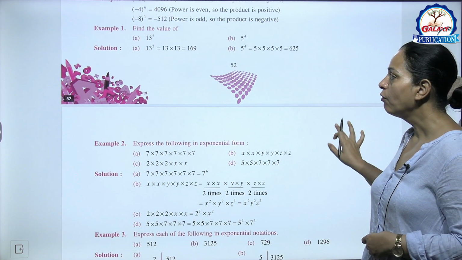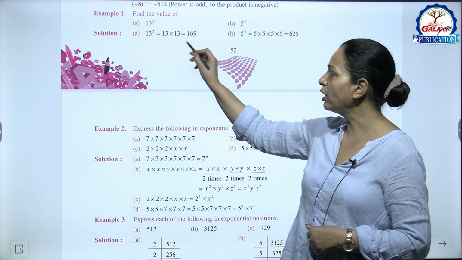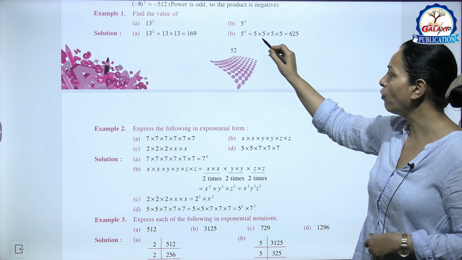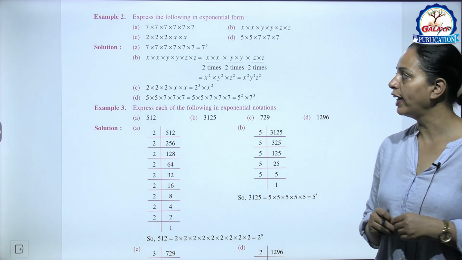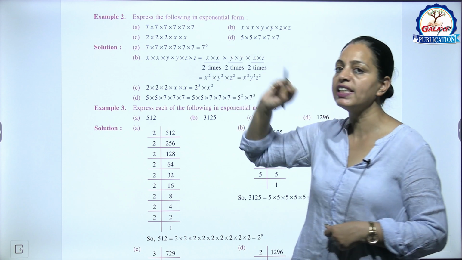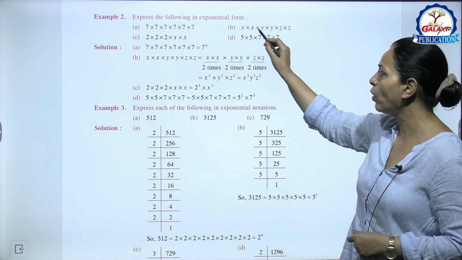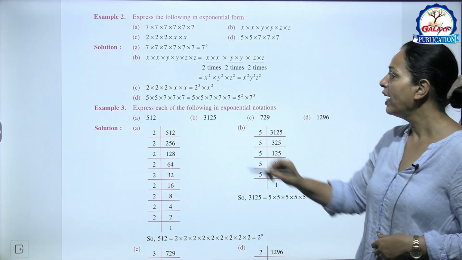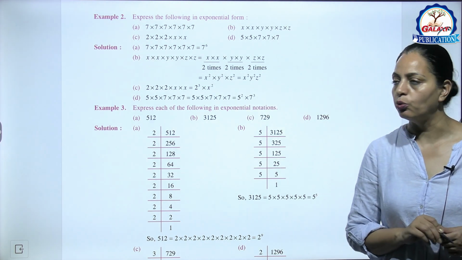Now example 1, find the value of a part, 13 raised to the power 2. So 13 into 13, 169. B part, 5 raised to the power 4. So 5, 4 times, 625. Now example 2, express the following in exponential form. A part, 7 into 7, 6 times. So 7 raised to the power 6. Now B part, x into x, x 2 times and y 2 times and z 2 times. So how can we write? x raised to the power 2, y raised to the power 2 and z raised to the power 2, right?